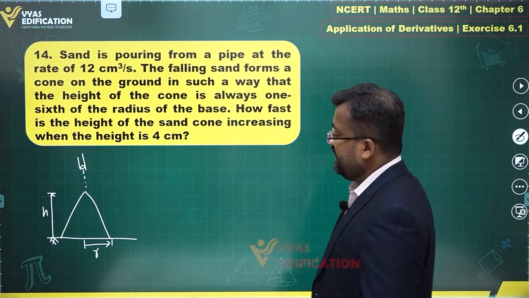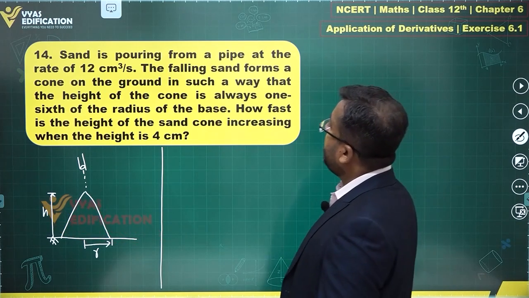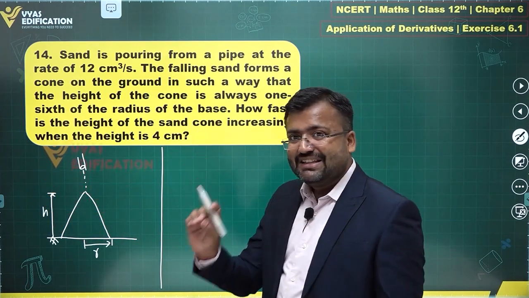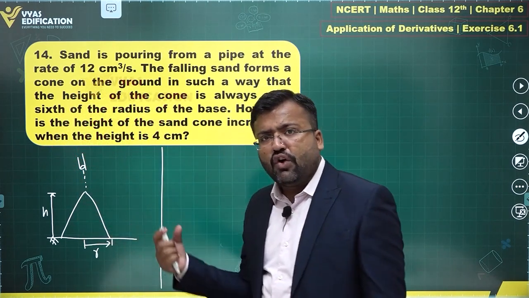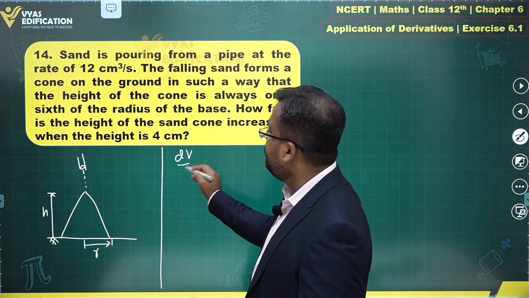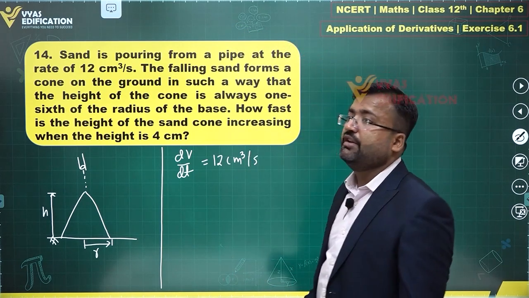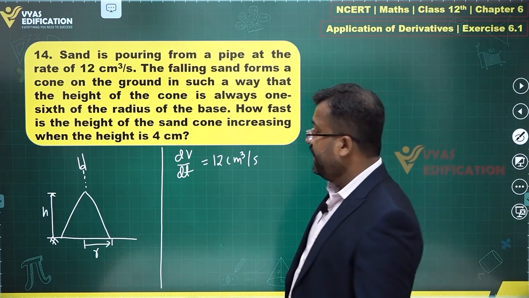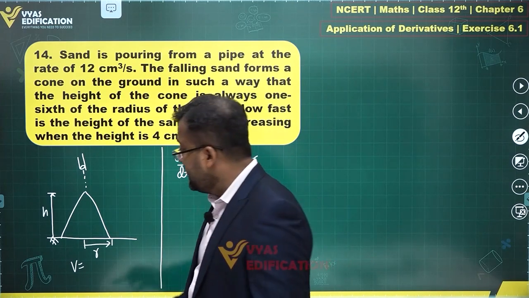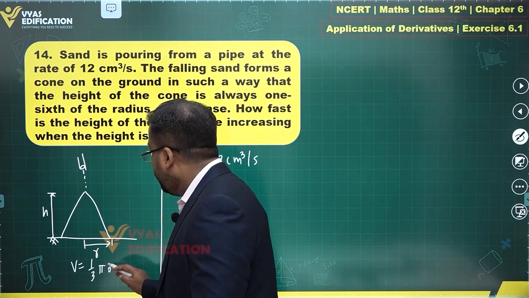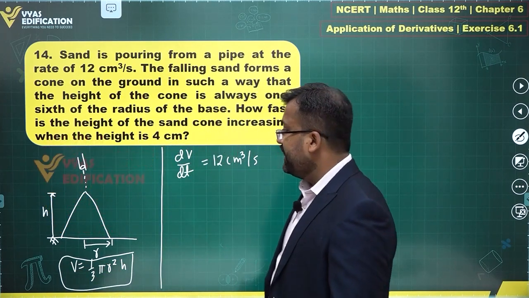There's some relation given, right? This is a shape and then there's some data given. Let's note the data. Sand is pouring from a pipe at the rate of 12 centimeter cube per second. This is basically the volume of the cone increasing at that rate. dV upon dt is given to be 12 centimeter cube per second. What is the volume of this cone, by the way? Do you remember? Yes. This is 1/3 pi r square h. This is the formula for volume.